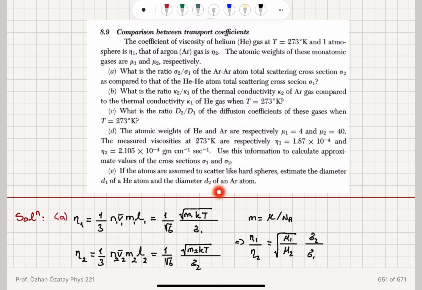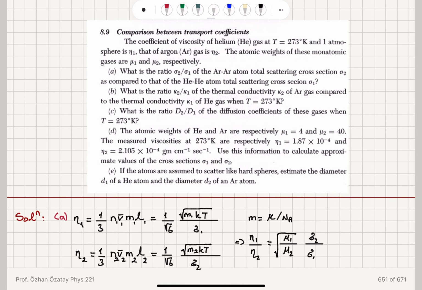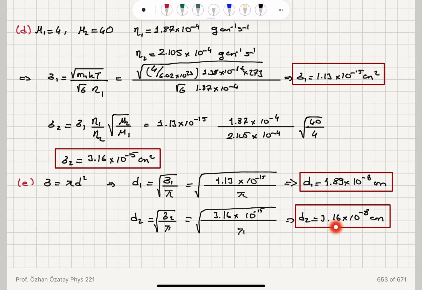In part E, if we assume that they are scattering like hard spheres, what should be the diameter of a helium atom and of an argon atom? d is equal to square root of sigma over pi, because that's the definition of total scattering cross-section. If we substitute the numbers here, we obtain 1.89 times 10 to the minus 8 centimeters and 3.16 times 10 to the minus 8 centimeters. So 1.89 is for helium and 3.16 times 10 to the minus 8 centimeters is for the argon atom.